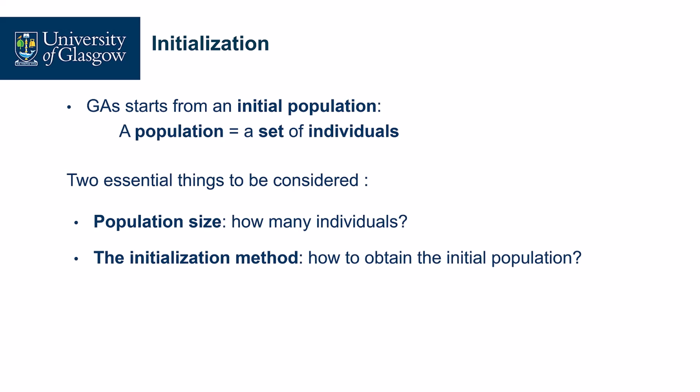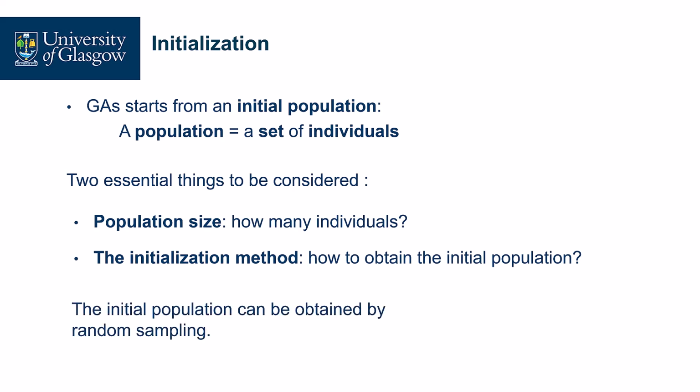The second thing to be talked about is the initialization method. We need to understand how to obtain the initial population. As can be seen from the last example, we used random sampling, randomly selecting individuals from the search space, and using that we composed the initial population. In reality, for each individual, we can randomly select 1 or 0 for each digit, or for each gene. Then we get the initial population.